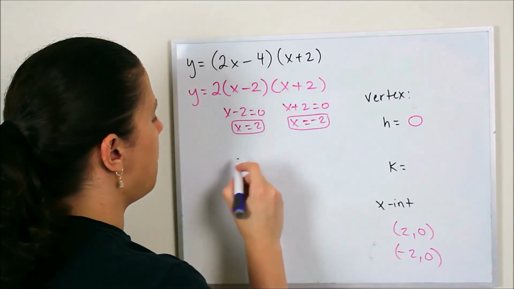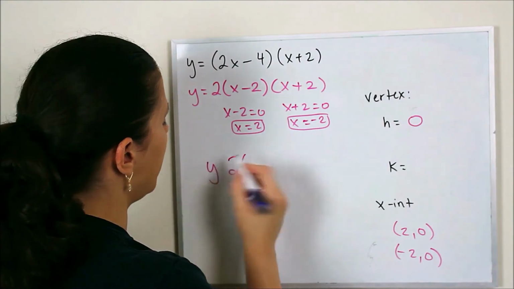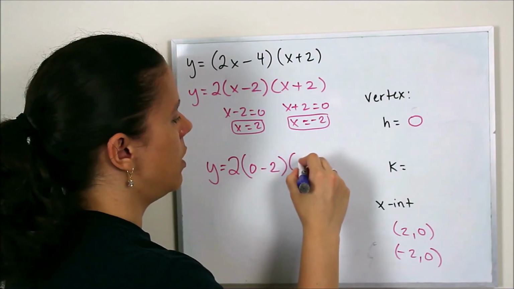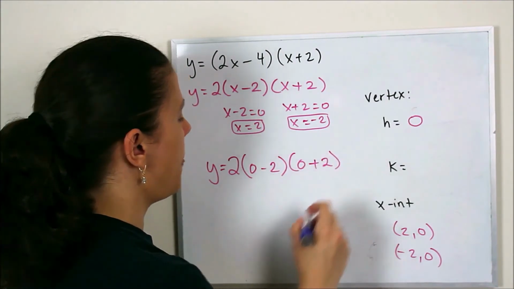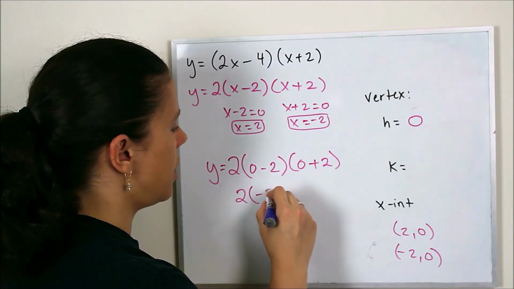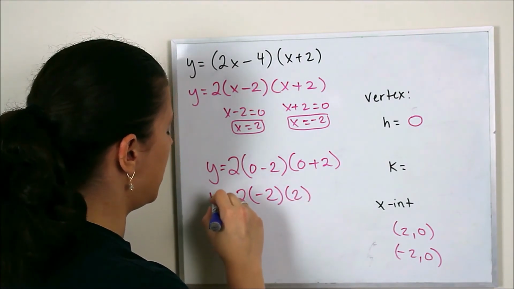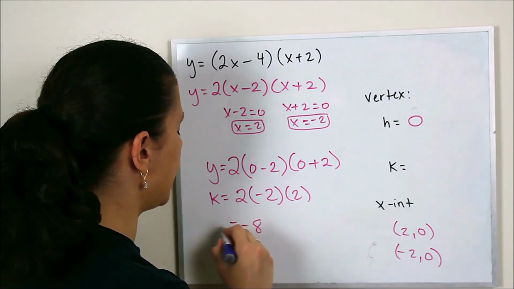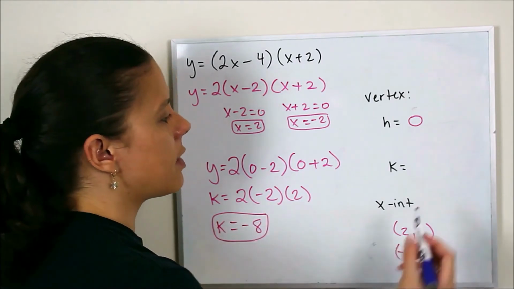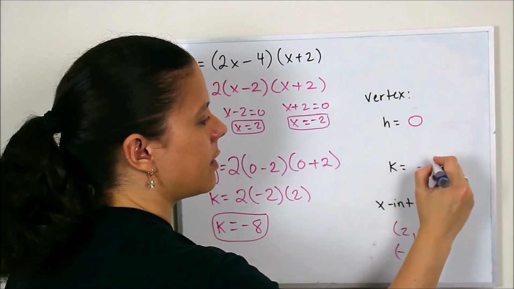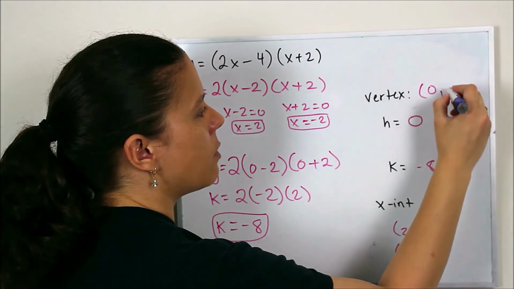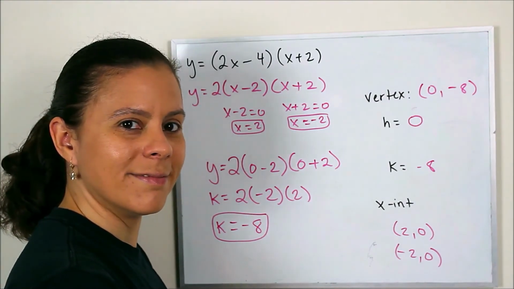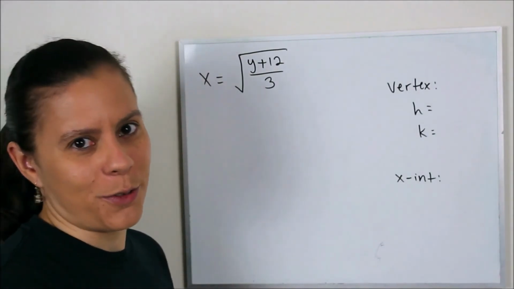All right. So the y, or the k, is going to be equal to 2 times 0 minus 2 times 0 plus 2, and that is going to be 2 times -2 times 2, that's my k, which is going to be equal to -8, which means that my vertex is going to be at (0, -8). That's it.